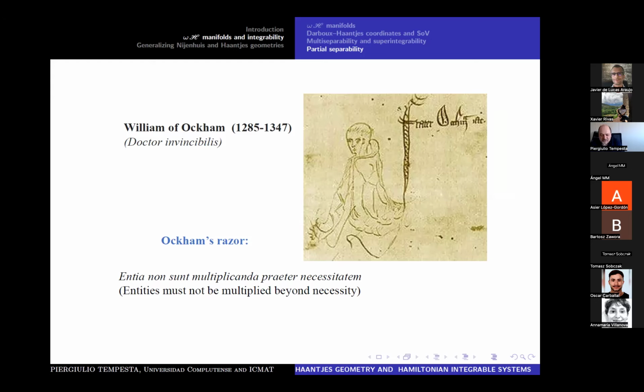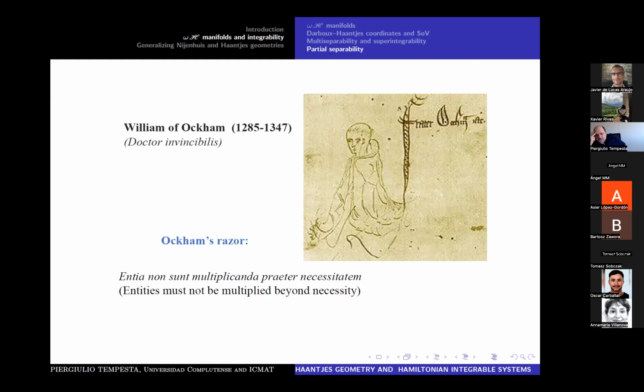Then a little pause, okay? Let's consider a little intermezzo, like in music. So who is this guy? It is William of Ockham, the famous Doctor Invincibilis, because, as everybody knows, he was a philosopher of the Middle Ages, particularly clever, and indeed was always able to win the competition with his colleague philosophers, and he was highly respected. Among several important contributions to philosophy, Ockham also introduced this famous criterion, Occam's razor, right? Entia non sunt multiplicanda praeter necessitatem, which means that entities must not be multiplied beyond necessity. So why am I talking about this?